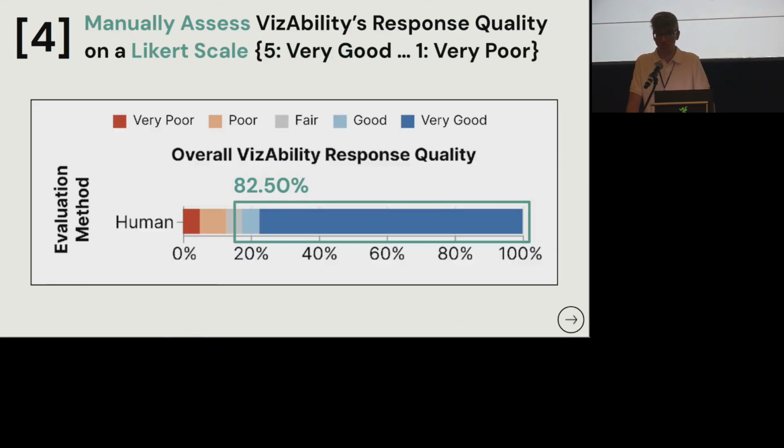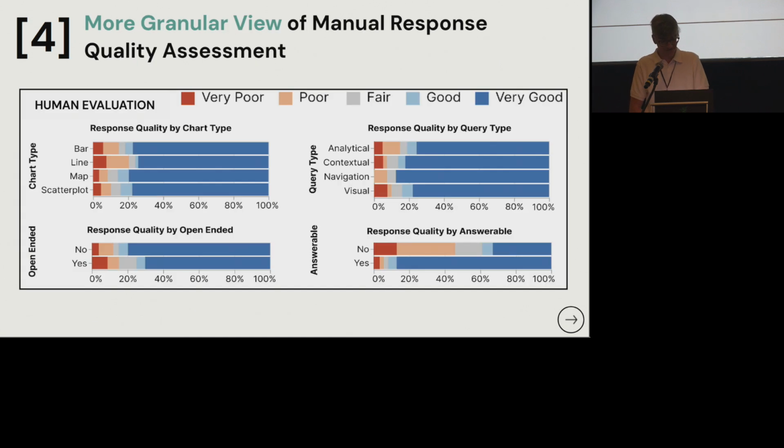We then did a manual human assessment of VizAbility's response quality, using a Likert scale of quality ranging from 5 being very good to 1 being very poor answers. And you can see we achieved an 82.50% accuracy rate, including good and very good responses.